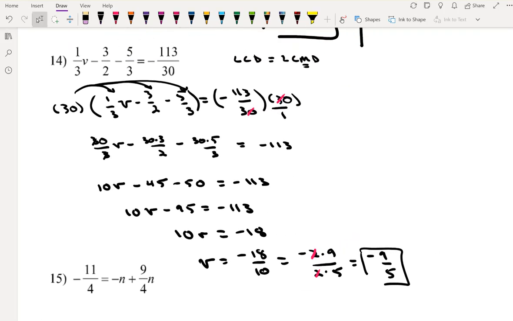So yeah, a couple things here. We wouldn't do this step here. That's the step you would really skip. The idea is to say, oh, 30 times 1/3. Well, that's 30 divided by 3, which is 10. Then 10 times 1 is 10v. And then you start again with the second. 30 divided by 2 is 15, and 15 times 3 is 45. And then you do it again. 30 divided by 3 is 10, and then 10 times 5 is 50. So that's the shortcut move that you're trying to master.